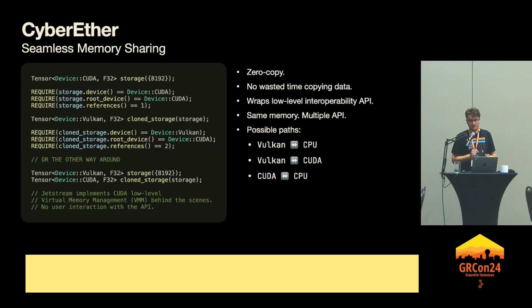So that way, you can use the same memory that you're running your compute kernel on CUDA, and you can present that data on Vulkan without having to copy that memory on device. So that makes things much more efficient. And also you can do it the other way around, from Vulkan to CUDA, and also Vulkan to CPU, CPU to Vulkan. Same thing for CUDA and CPU.